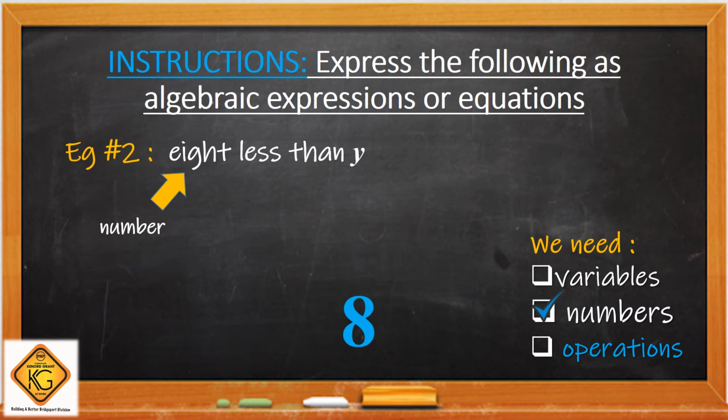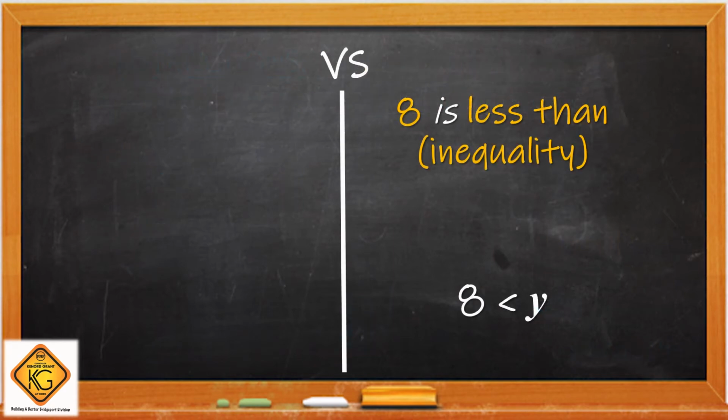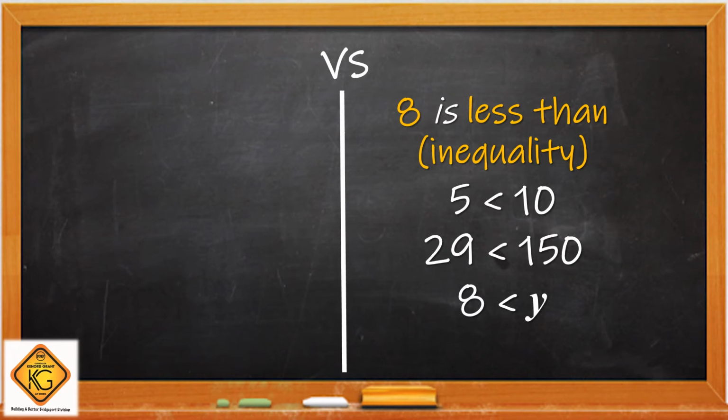Next, we see the phrase less than. Now, at first glance, you might be thinking of what we call the less than sign. This is what we call an inequality sign that is used to compare values. For example, we could say that 5 is less than 10 or 29 is less than 150. However, if you read the statement we are working with again, you will notice that it did not say 8 is less than something. It wasn't a comparison of the value of 8 and another number.